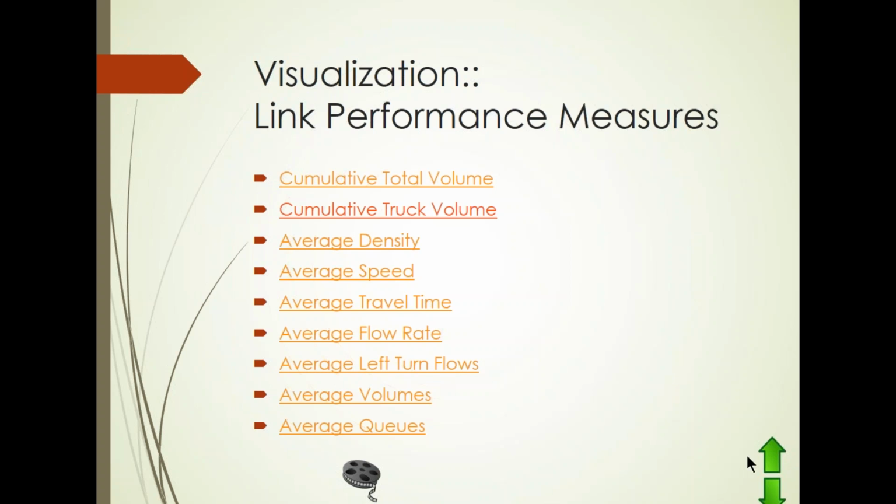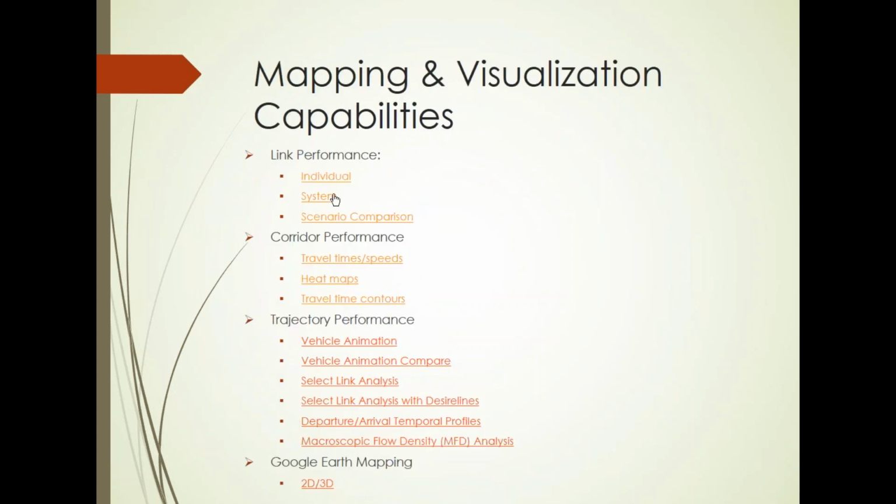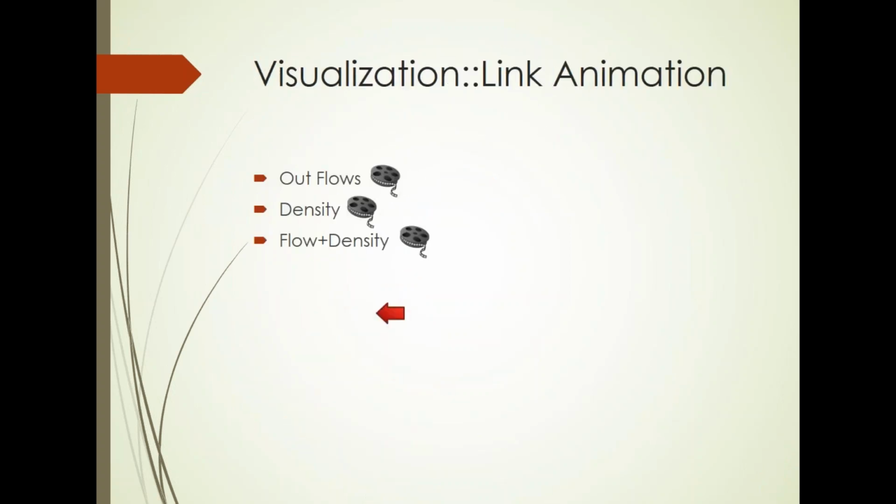All right, let's go back to system level link performance. There are outflow, density, and flow plus density, and the best way to describe this is that you can see all the performance at the entire network level, and the best way to see it is from an animation. So here we have 3 animations to show. The first one is outflows to show the entire volumes for the entire network, then the density, and the final is flow plus density.